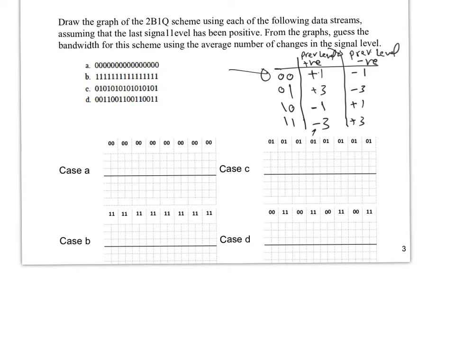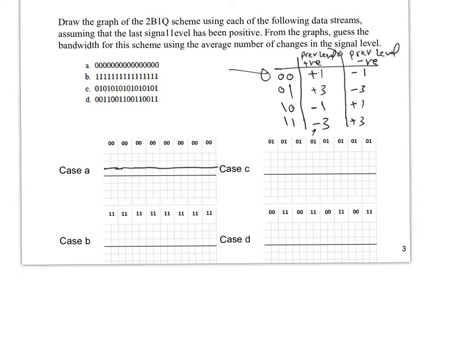Okay. So for the straight zeros, it's positive. And as long as it's positive, we will always be looking at this column. So it's positive one and then positive one all the way. Okay. So that's simple. So let's see for ones, for all ones.